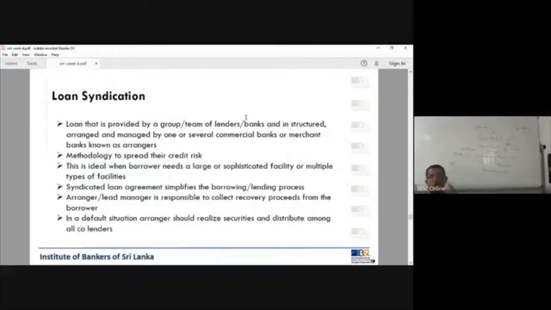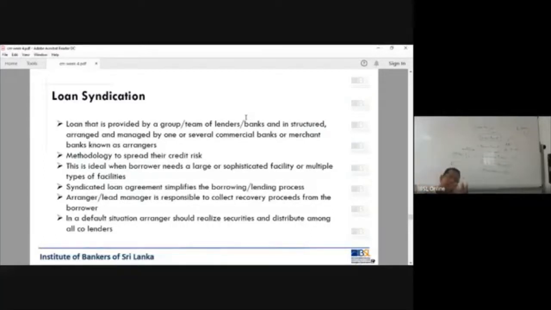They will contact all other banks. Do you like to participate? Out of 5 billion, I am giving 1 billion. Commercial Bank will go through the proposal and say, okay, we will give 500 million. NDB will say, I will give 3 million. Sampath will say, I will give 400 million. And like that, several banks will come together to finance the project.